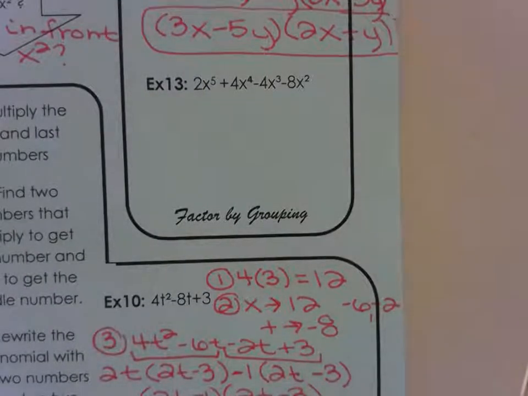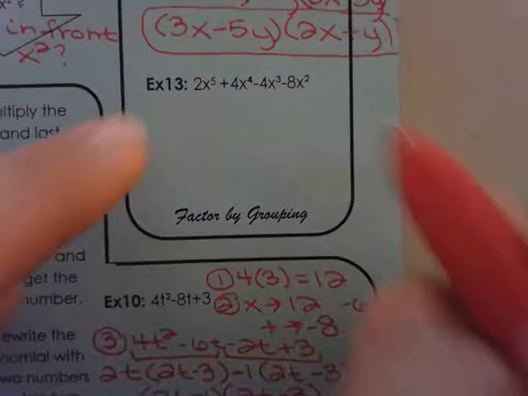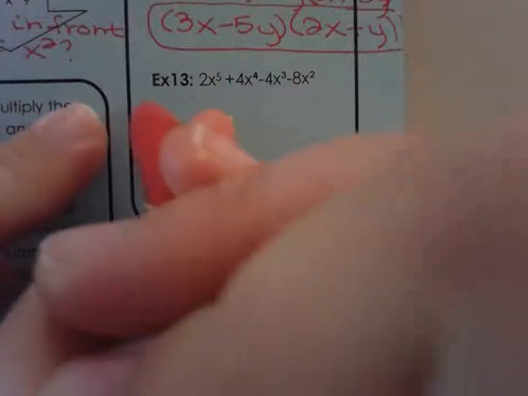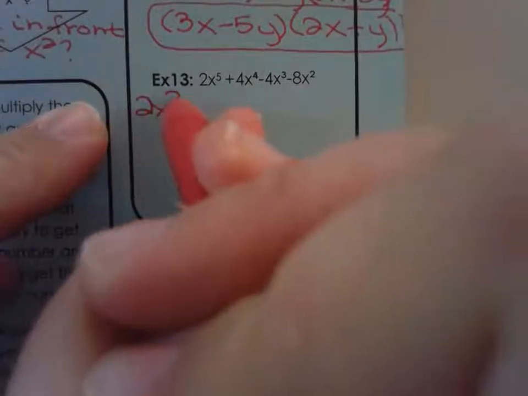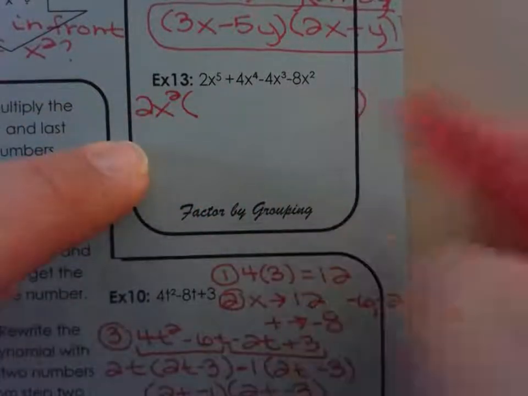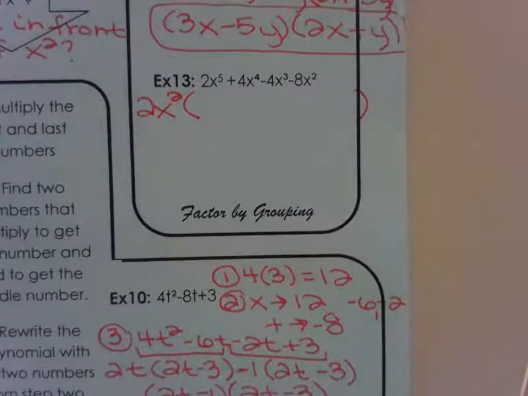So as I look at 13, listen up. This will take a minute, so stay with me. Just run it all the way through. As I look at example 13, there is a GCF. My GCF is 2x to the second. So I can take 2x to the second out of all four. You take the GCF, you bring it out front. Then you have to look at what is left.